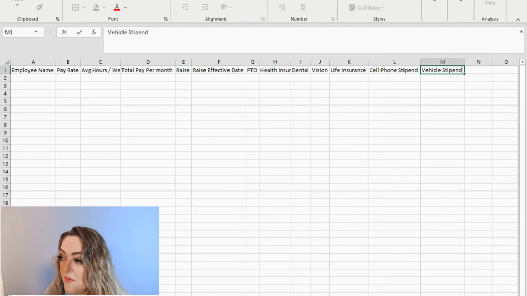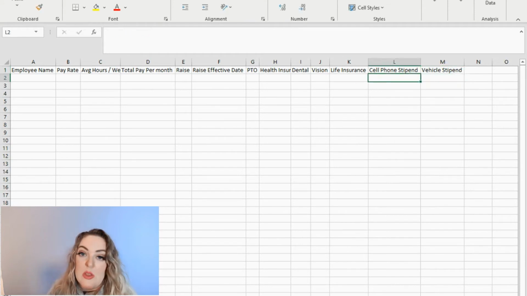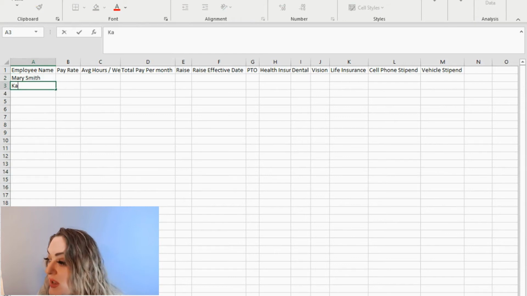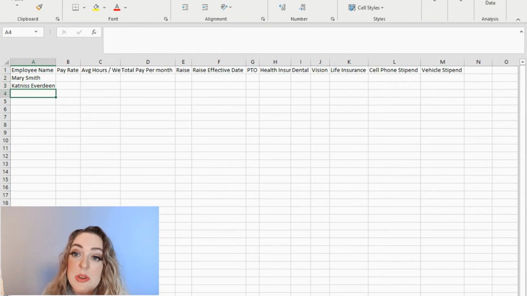Or maybe they have a vehicle stipend because they use their vehicle for the company. So what you'll want to do is make sure that all of these available benefits are listed as a column, and then you break it down by the cost per month. So then it's really easy to come in here and fill out your employee roster.